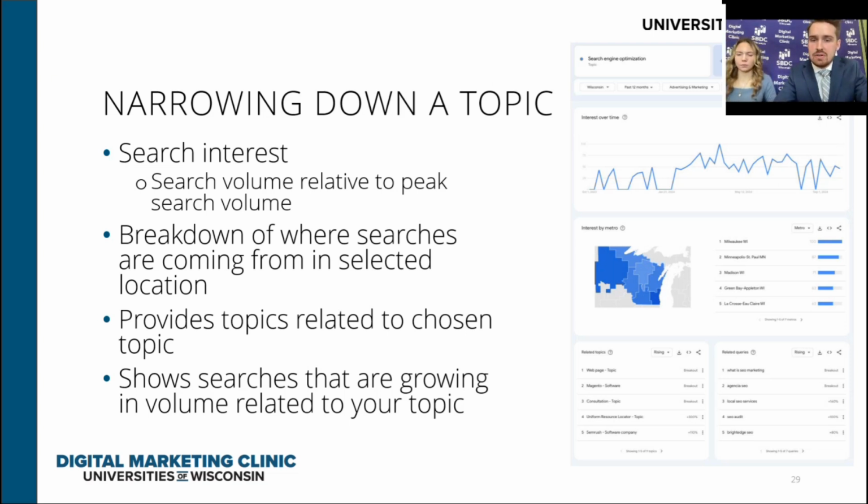In the next module down, you can see where users who are searching for the topics and terms are located, depending on the location that you've inputted. So in the example on the slide, I inputted the Wisconsin area and it broke it into regions. If I were to select the United States, it would give me a state-by-state breakdown.